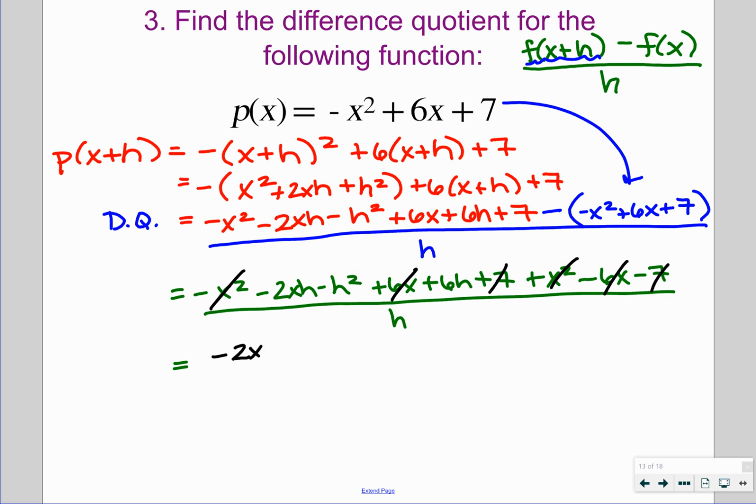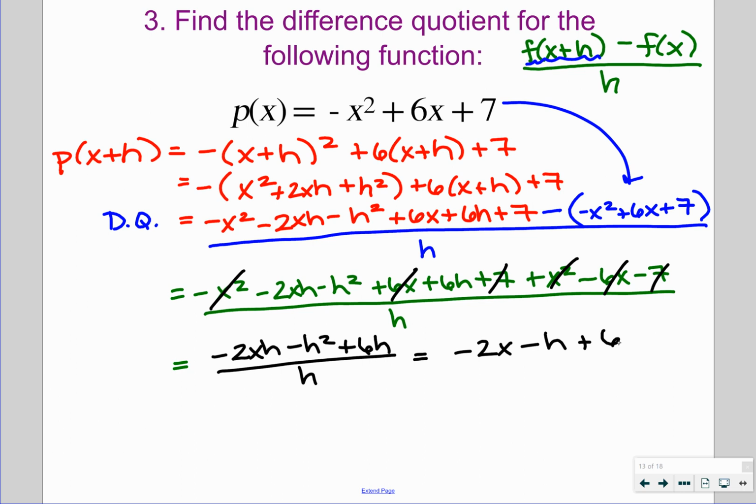So it leaves me, should leave me, with all the terms that have h's in them. And then the whole thing is divisible by h. So because every single term in this fraction has an h, I can reduce the fraction by h, which means I can take one h or divide one h out of every term. If I divide one h out of every term, I'm left with negative 2x minus h plus 6.